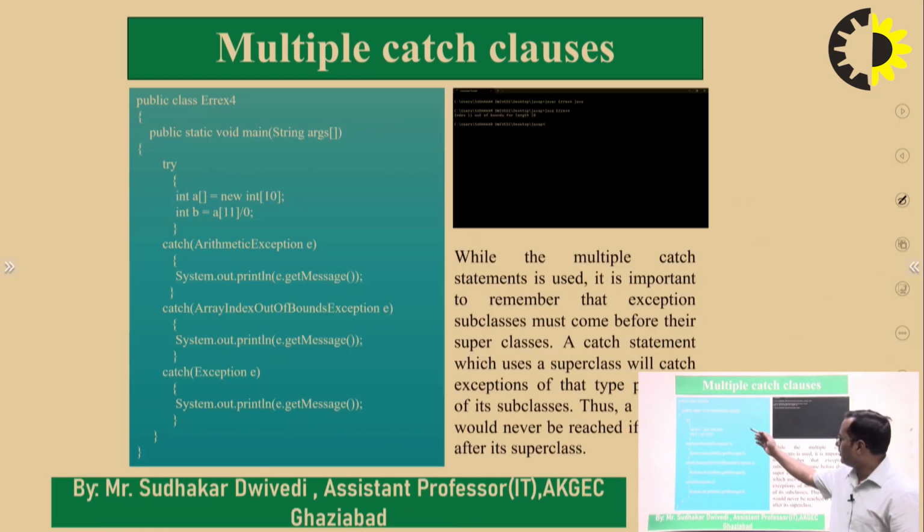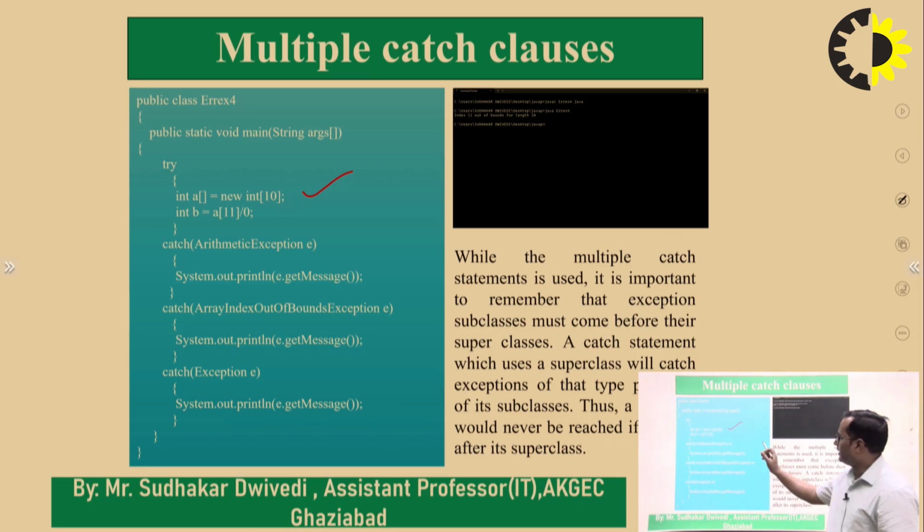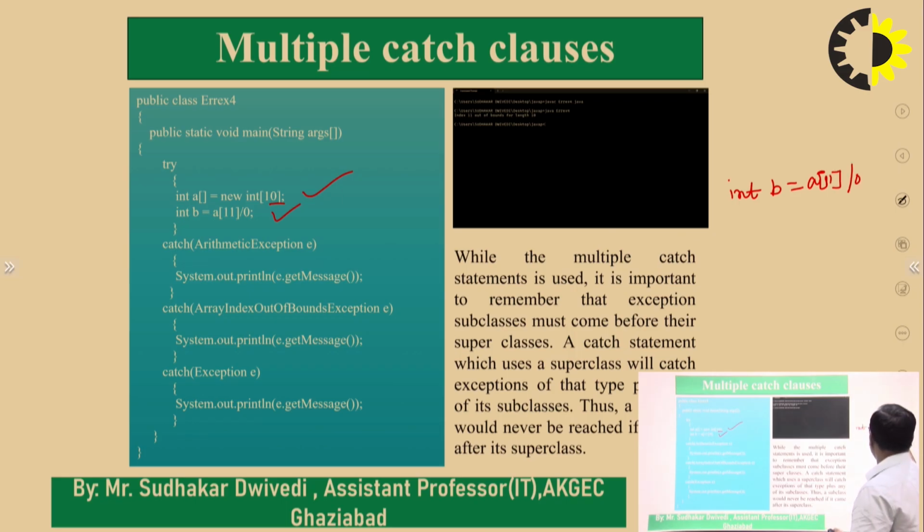So this is the example of multiple catch blocks. What we can see here, we have created an array of 10 elements, right? So we have created an array that has only 10 elements. And next, what have we written? We have written a statement, integer b, and we are accessing A11 here, and we are dividing it by 0.